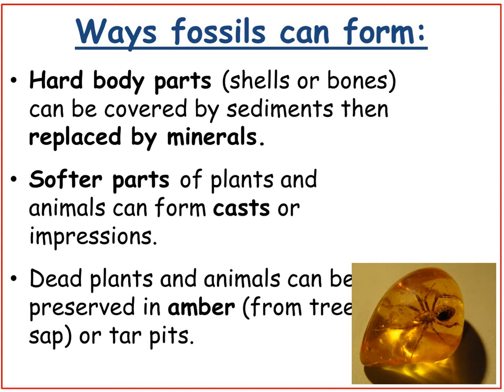So how can fossils actually form? There are many different ways. Some examples are the hard parts of the body, like the shells or the bones, can be covered by sediments and then replaced by minerals in the water. That's known as mineral replacement. Softer parts of the plants or animals can form casts or impressions, so dinosaur footprints, etc., that are imprinted into the rock. Another way is dead plants and animals can be preserved in amber, which is from tree sap, or tar pits.